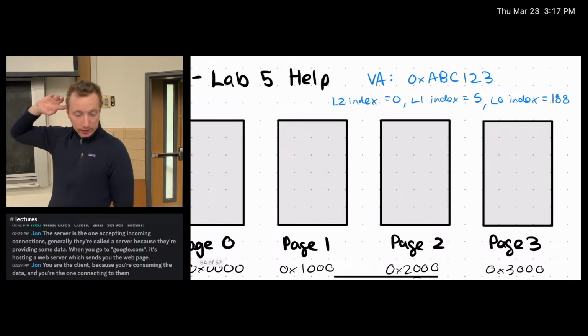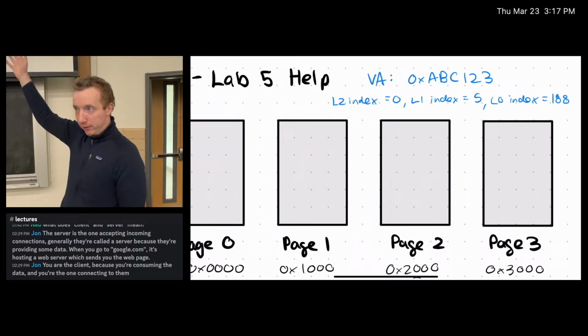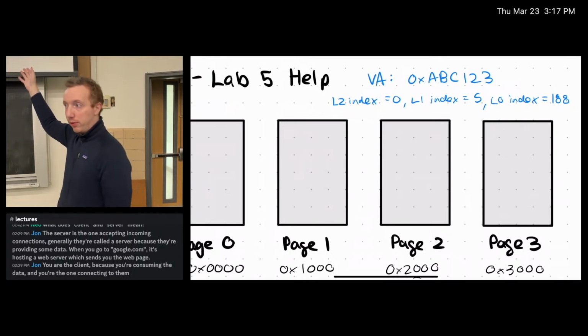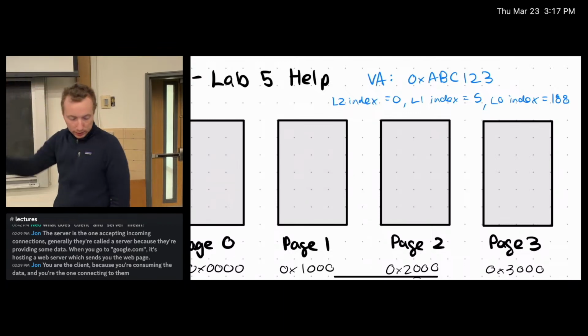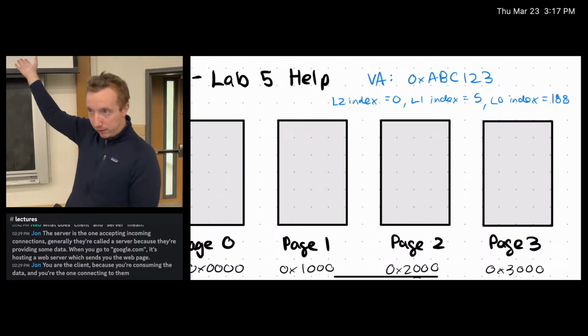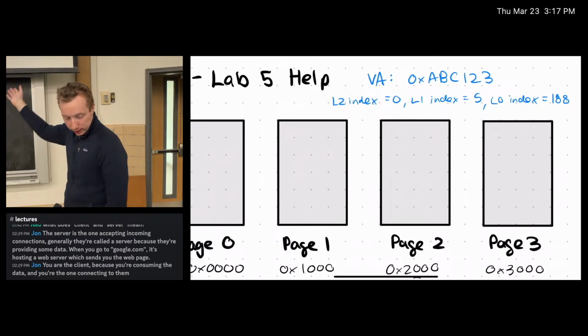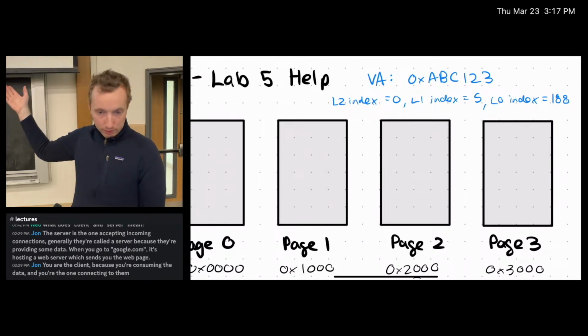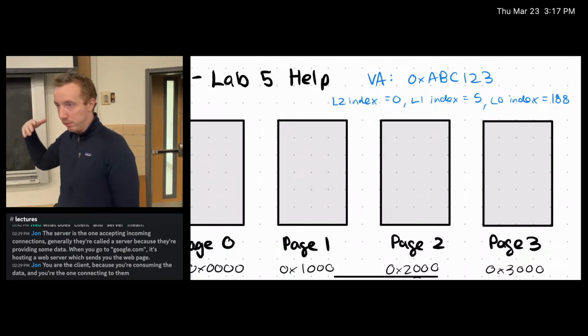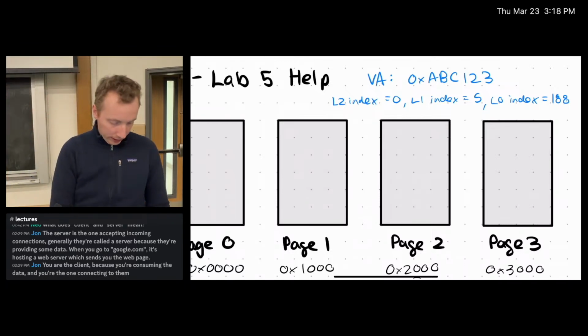So if I give it the virtual address ABC123 and ask for the index at 1, then it will spit out 5. If I ask for the index at 0, it'll spit out 188. If I ask it for the index at 2, it'll spit out 0. So that's a way to get that.